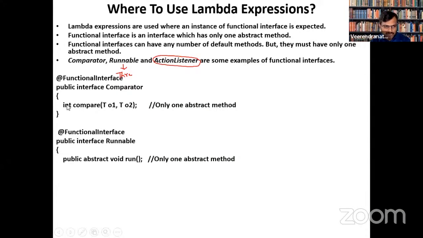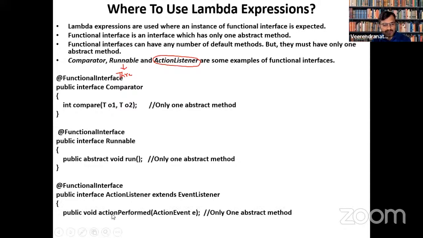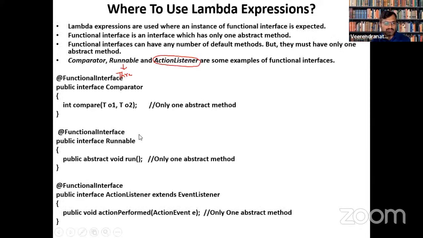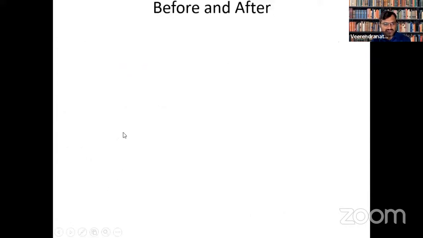So if you provide it or if you don't provide it, it doesn't matter, it becomes an abstract method by default. Okay. So then going for the action listener, it is definitely a GUI related thing. It has a method called actionPerformed, which is a function. Now we are going to develop code which will be using these three things.